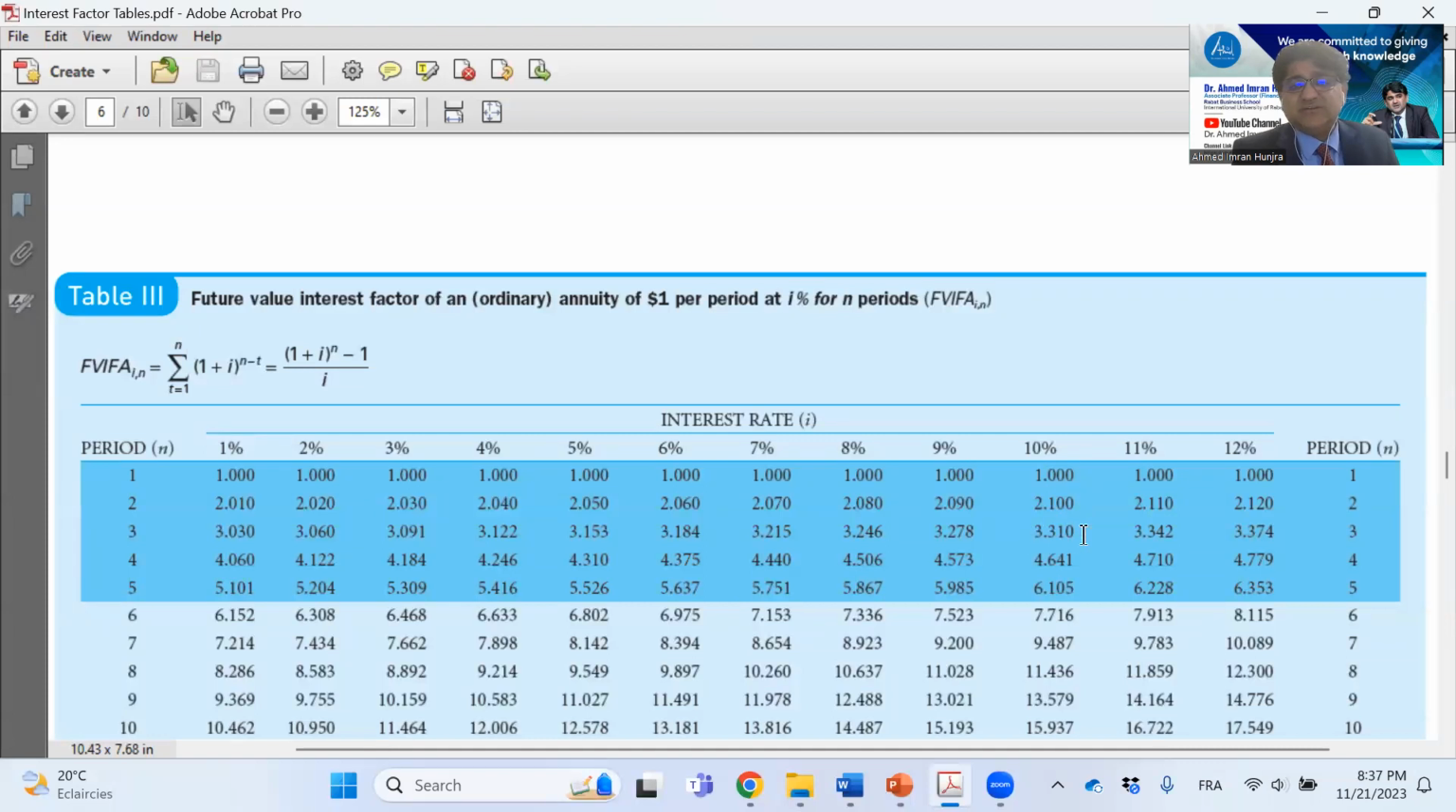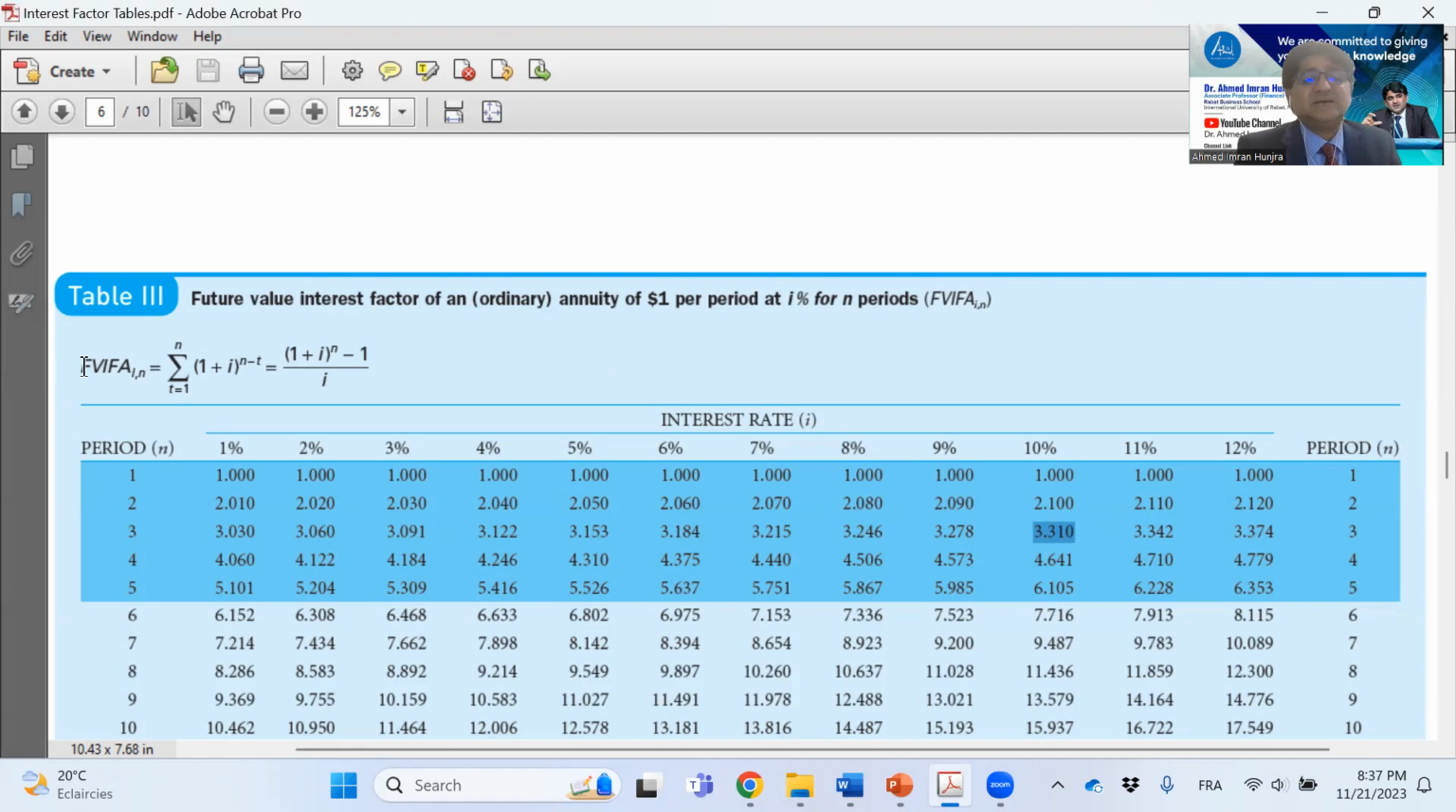The value is 3.310. So we can multiply 1200 into 3.310. This is the exact value which we are going to find, which is related to our required question. So the important thing is how we can find the exact value.